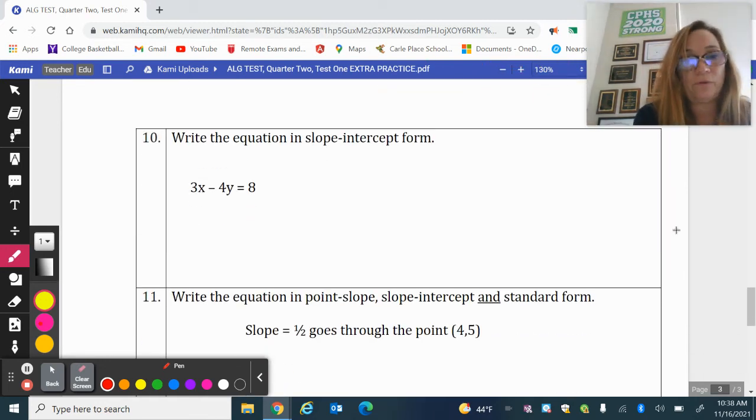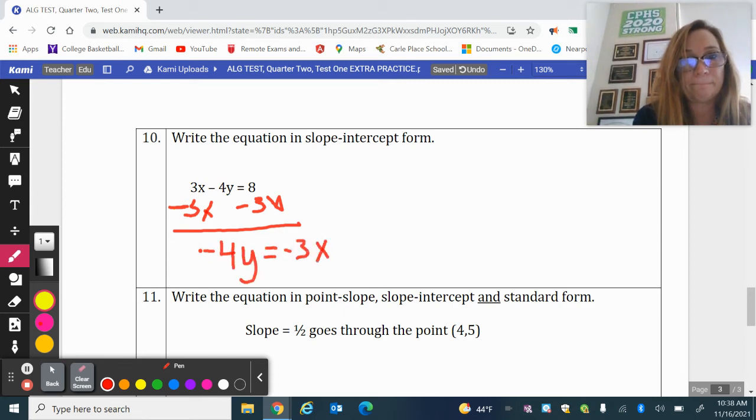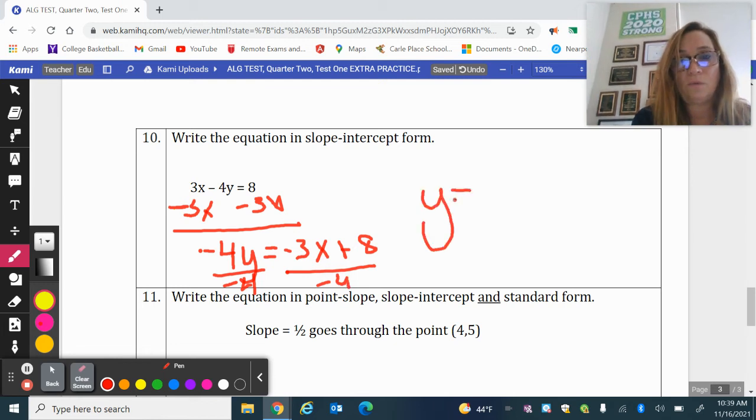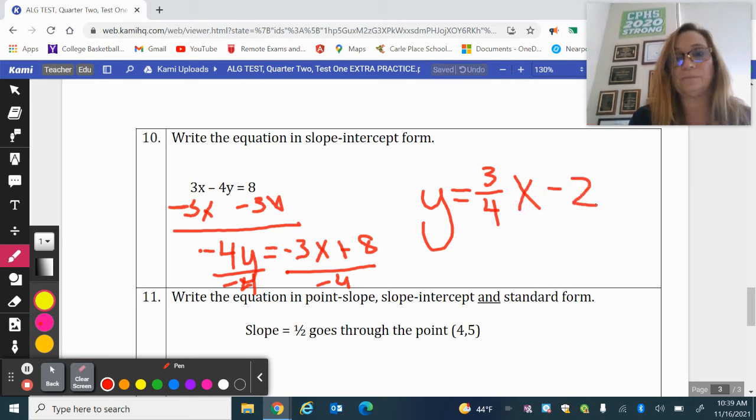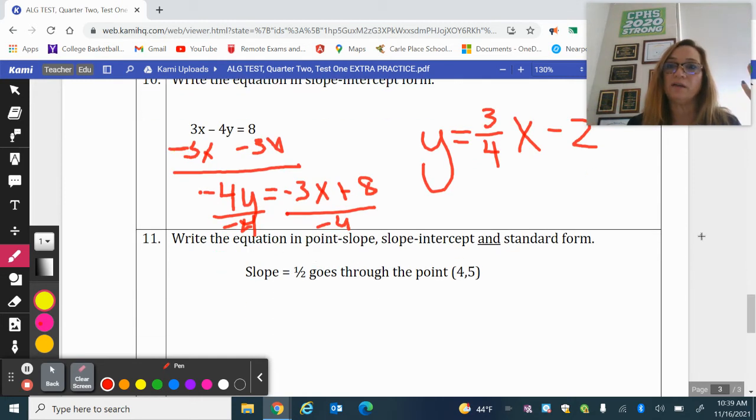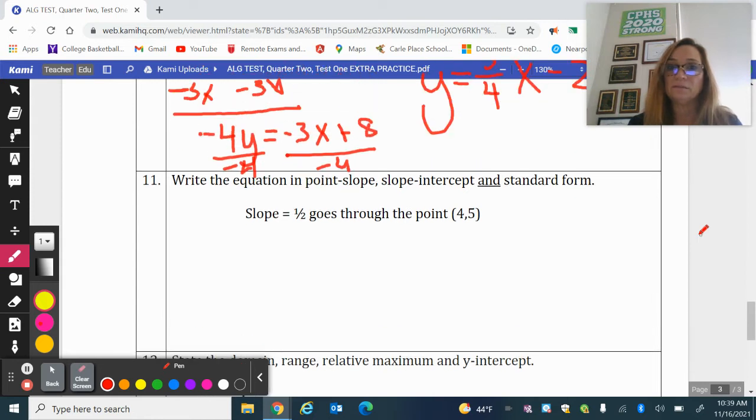Write in slope intercept form. So that again is y equals mx plus b. So I want to subtract 3x because you want to get the y alone. And then you want to divide by -4. So y equals 3/4, remember, negative divided by negative is positive, minus 2. 3/4 of an x minus 2. All right, and this kind of brings you back to literal equations when you're solving for a letter, right?